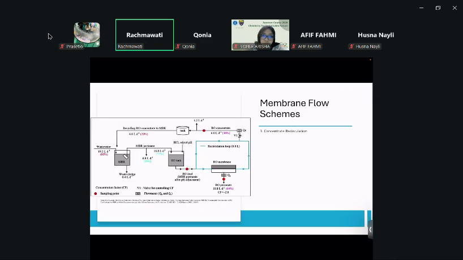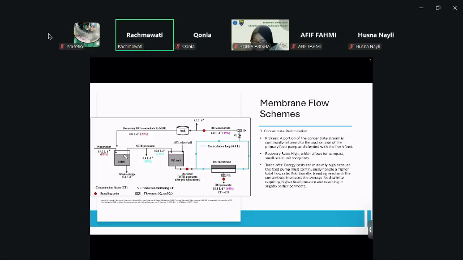And then there is also concentrate recirculation. In this case, a portion of the concentrate stream is continually returned to the suction side of the primary feed pump and then blended with the fresh feed. So you are mixing them together. The recovery rate is high, which allows for compact, small scale unit footprints. But there is a trade off: the energy costs are relatively high because the feed pump must continuously handle a higher total flow rate, with an additional flow from the concentrate water.